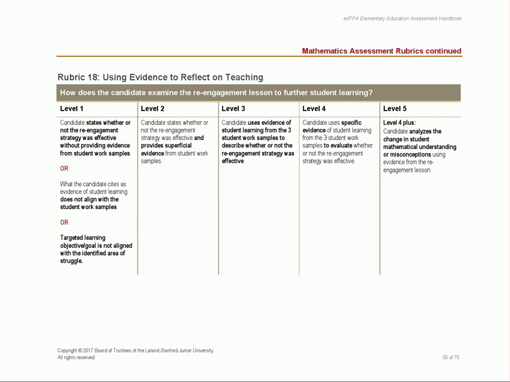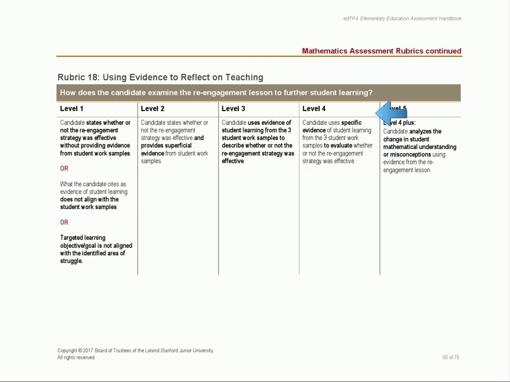The last rubric, 18, using evidence to reflect on teaching. How does the candidate examine the re-engagement lesson to further student learning? For 3, which is passing, candidate uses evidence of student learning from the 3 student work samples to describe whether or not the re-engagement lesson was effective. Okay, so using evidence to say whether it was effective or not.